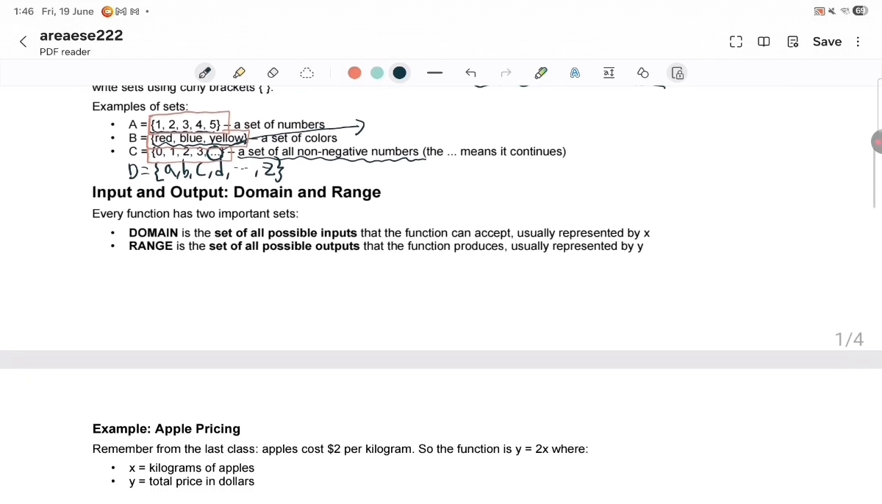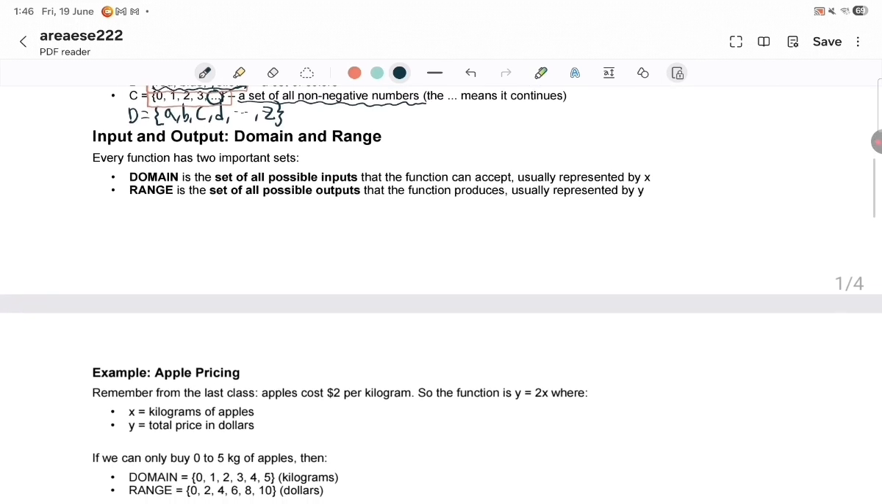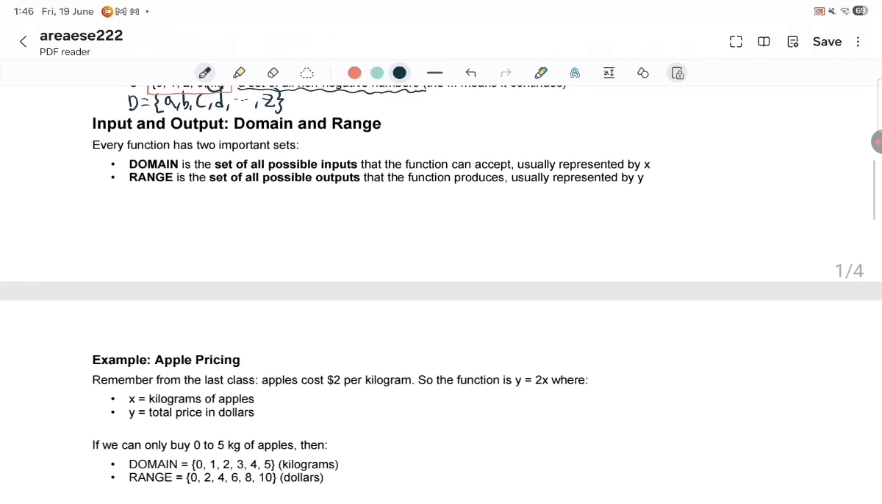Input and output, domain and range. We already talked about this concept, input and output, but these will be domain and range respectively. Domain is the set of all possible inputs, and range is the set of all possible outputs that the function can accept, as for domain, and can produce, usually represented by x and y.